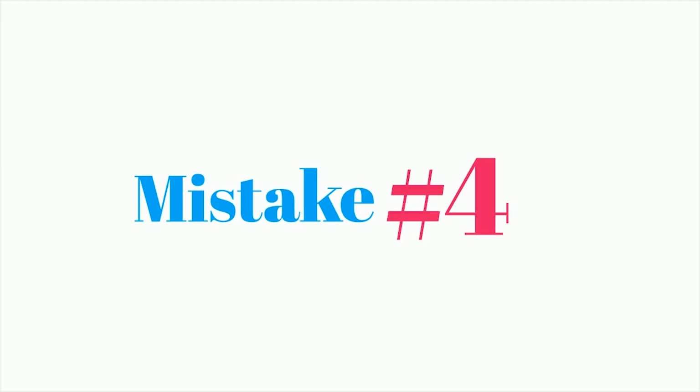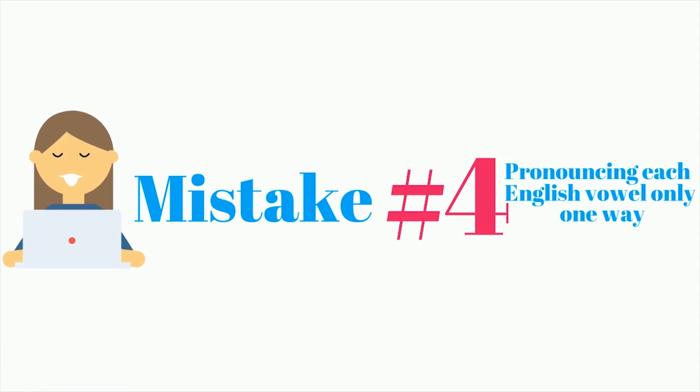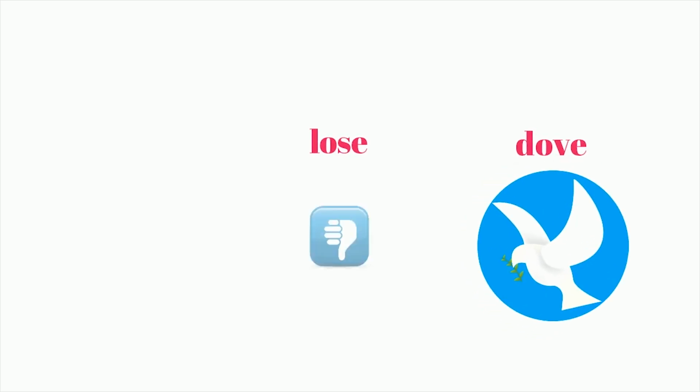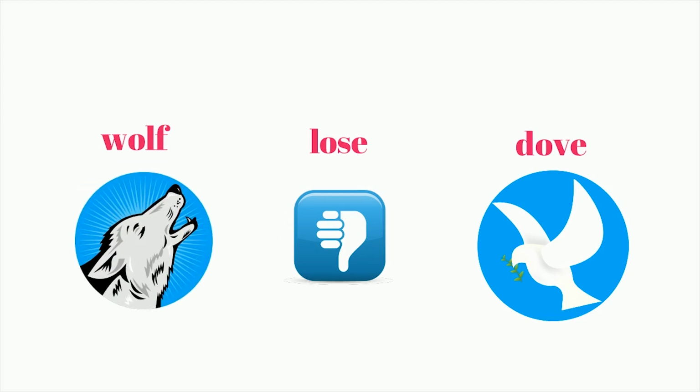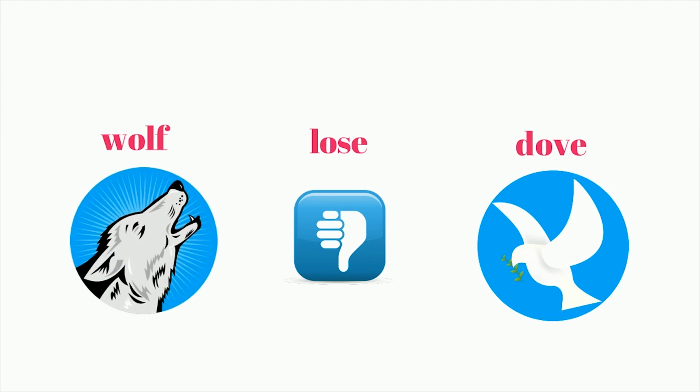Mistake number 4. The fourth pronunciation mistake learners make is pronouncing each English vowel only one way. English vowels can be complicated, with just one letter having many different sounds. For example, the little vowel O has 3 distinct sounds, and that's without considering vowel combination sounds. Listen to the O in the following words: dove, lose, wolf. Notice how each O is pronounced differently. It's really important that learners take the time to practice every possible sound made by English vowels.